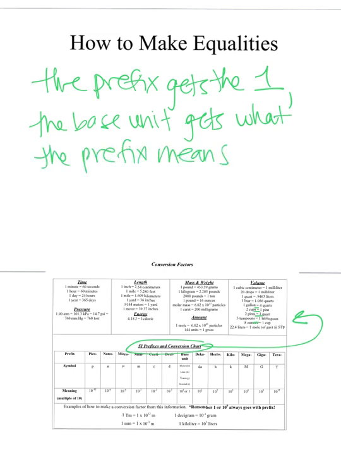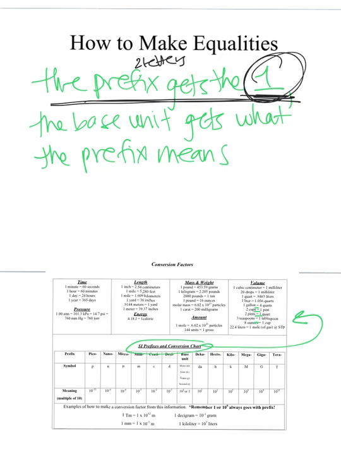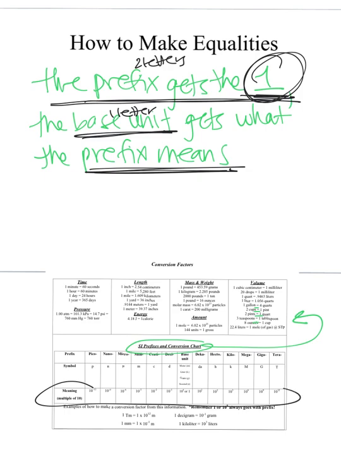Okay, so we're going to use this over and over and over. The prefix gets the 1. So when we look at what we're trying to convert, and we figure out we have a prefix, meaning it has 2 letters, when I put it into my dimensional analysis, it's going to have a 1 next to it. The base unit, the thing that has only 1 letter, is going to get what the prefix means. So that means we're going to come down here to this meaning.